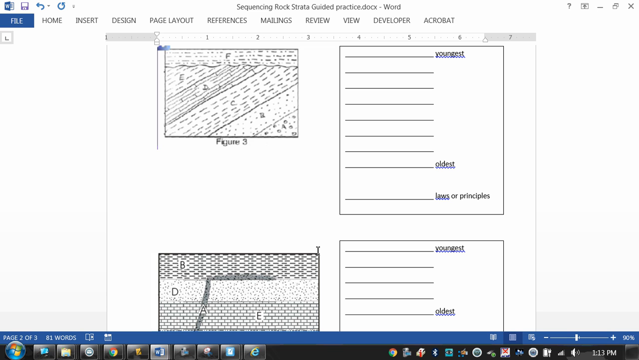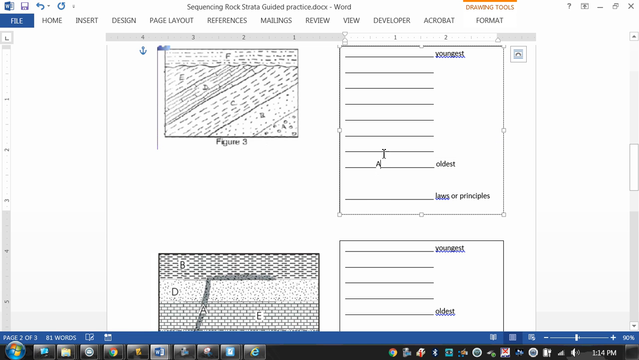Okay, so we have to remember our law of original horizontality would tell us that our layers have to be laid down flat, and that didn't happen. So we know that there had to have been a movement that occurred in the blocks. Our A down here is still lowest on the bottom, and unless we have some evidence that it actually flipped all the way upside down, we're going to assume that A is our oldest. So we're using the law of superposition once again for this. So we have B, and then C, and then D, and then E, and then the block had to move.